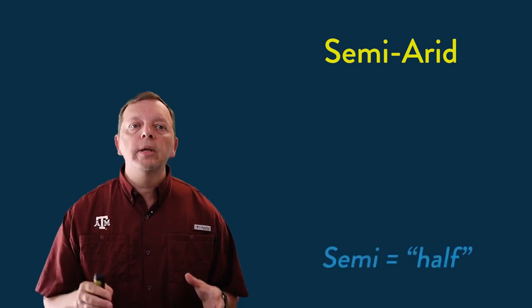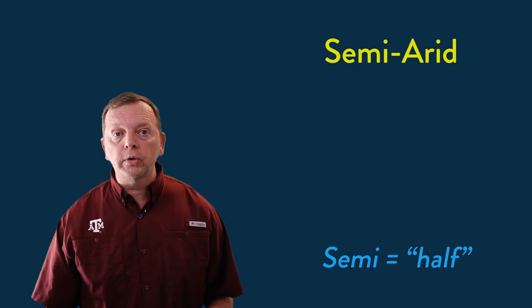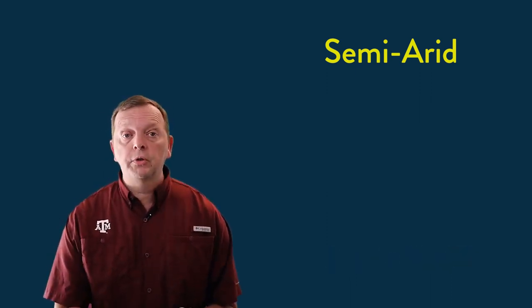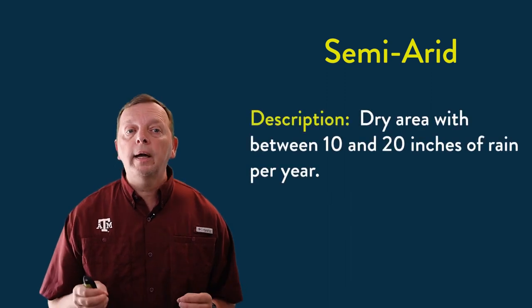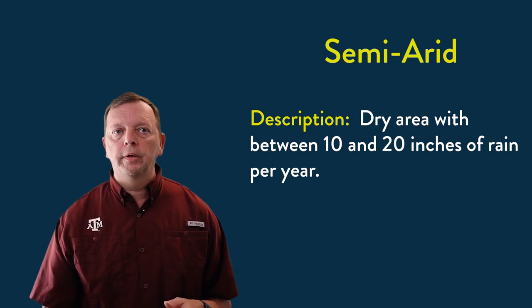The semi-arid climate is the other dry climate. The word semi actually means half, so essentially a semi-arid climate is half as dry as the arid or desert climate. So if the arid climate is a region that receives less than 10 inches of precipitation throughout the year, the semi-arid climate receives between 10 and 20 inches of precipitation in the year.